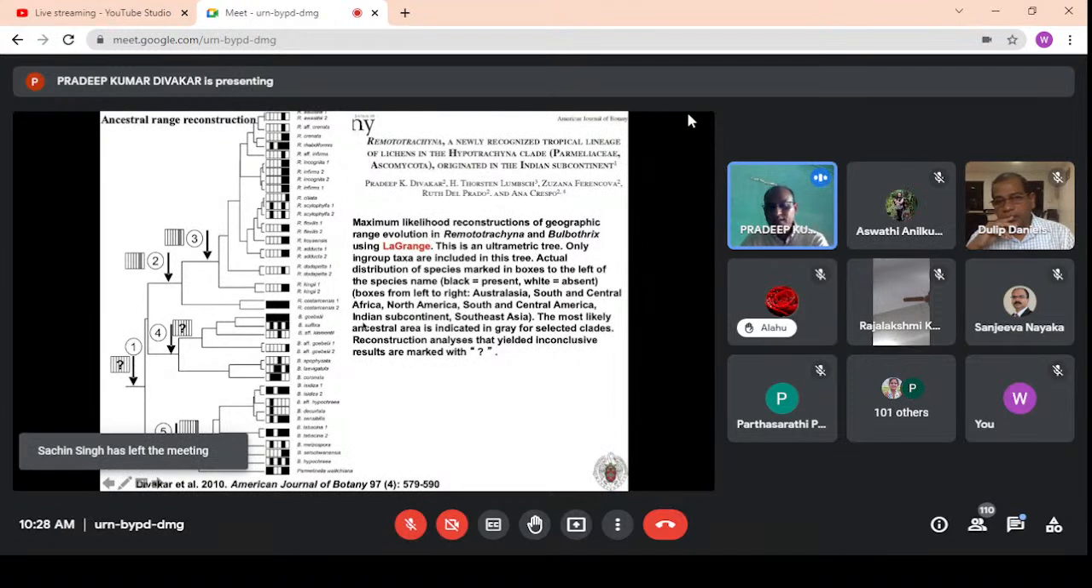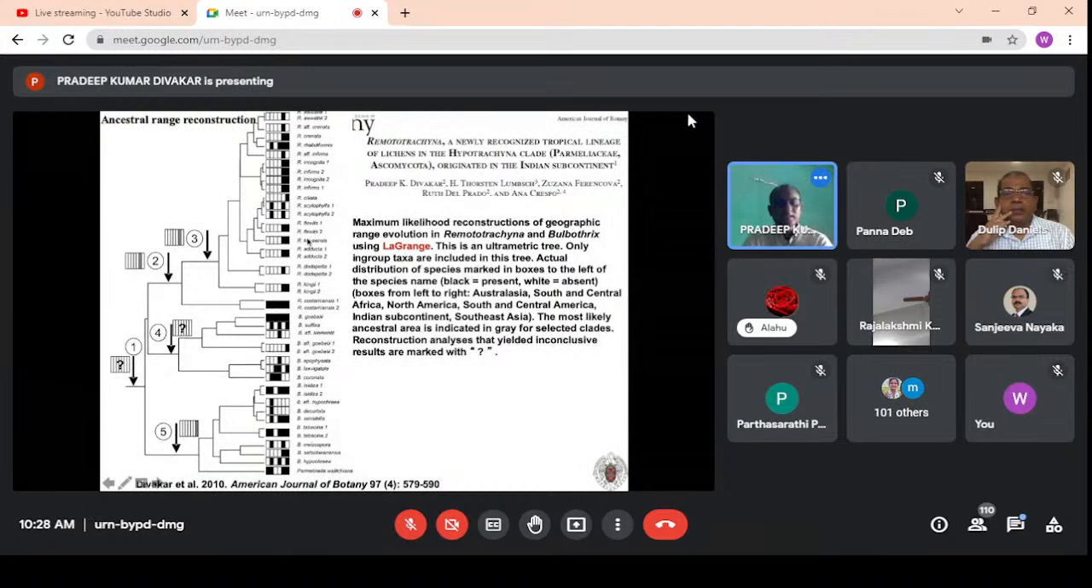We encoded the geographic distribution of a species. Look at here, we divided the globe in the different phytogeographical regions, and then encoded, let's say, Southeast Asia, North America, Southern America, Australasia. According to your interest, you should divide the globe. So in that group, we had divided the globe in Australasia, Southern and Central Africa, North America, Southern and Central America, Indian subcontinent, and Southeast Asia.